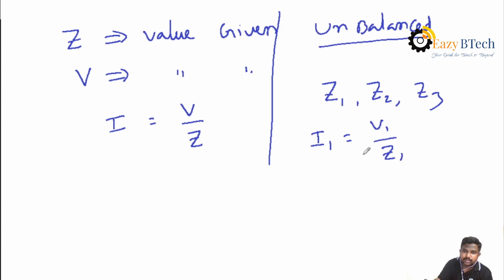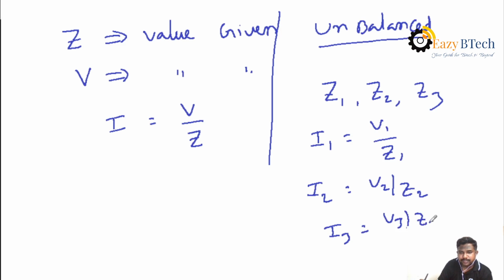Remember, in case of problems, you must find out all values in both forms, rectangular form as well as polar form. All values you must find out, rectangular and polar. Similarly, the second line current is V2 by Z2, and I3 equal to V3 by Z3. Okay, like that, you have to find out the different values. In the unbalanced system, all values are different, not equal. That's why you have to find out every value individually.